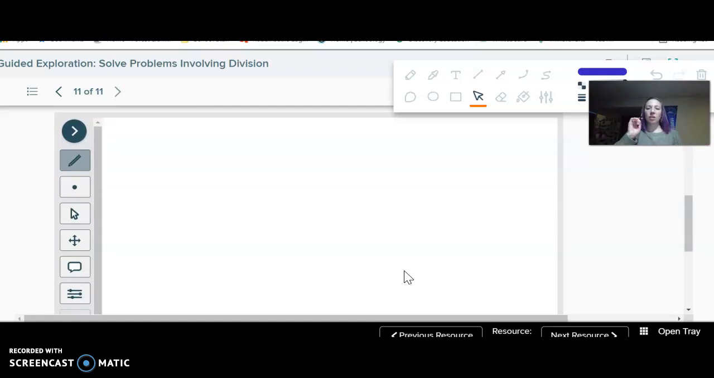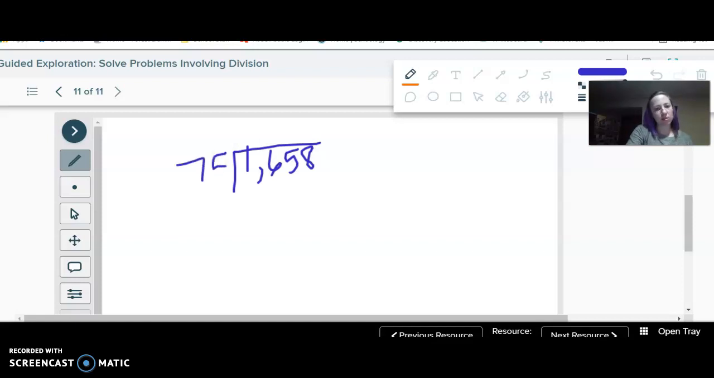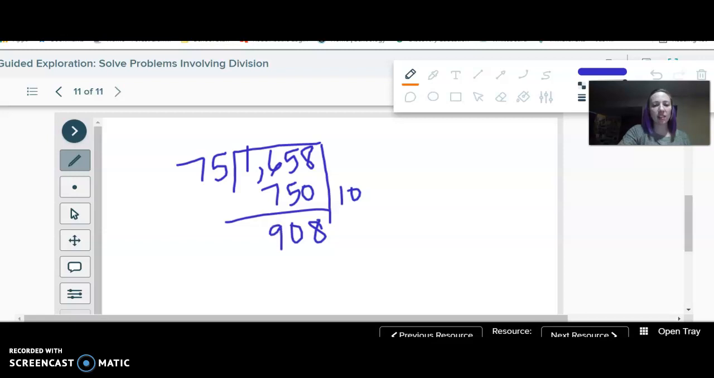So, we'll do this one together. Say I have 1,658 divided by 75. Sorry, I was just looking at my crooked little house. Anywho, so I could do 10 groups because 750 is less than my dividend. 60 minus 7 is 9. Okay, I could do another 10 groups.